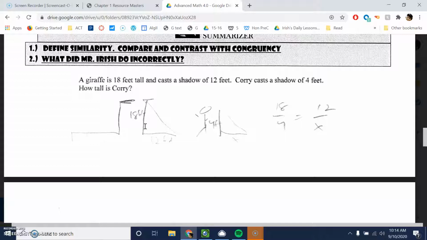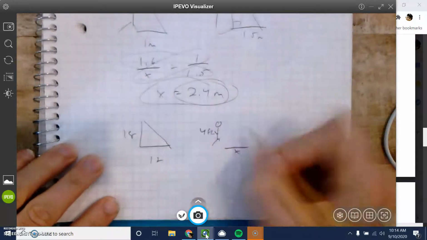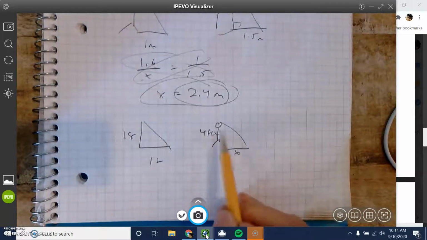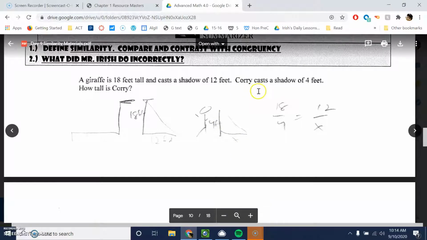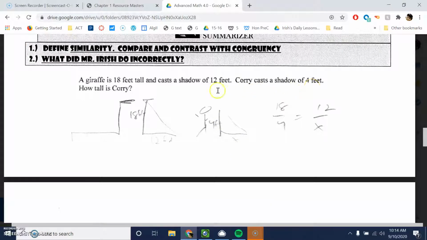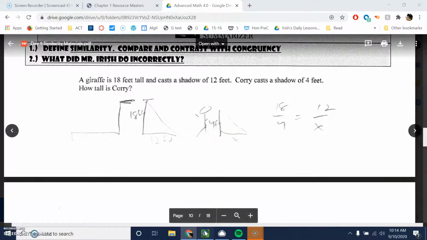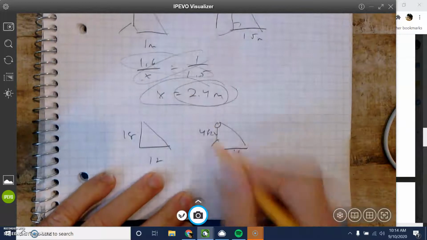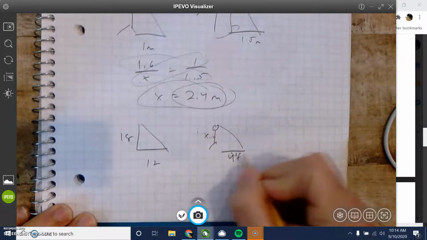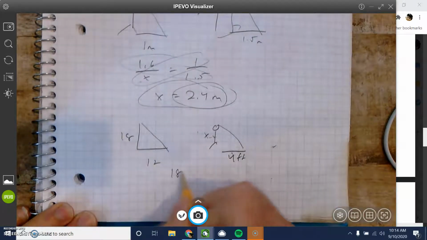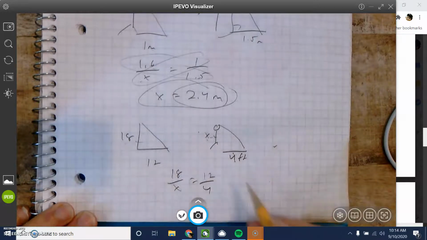All right, let's see. Hopefully you explained it correctly. Let me see if we got it. So I put 4 feet here and x. Is that correct? No, Corey casts a shadow of 4 feet. How tall is Corey? So the 4 and the x should be reversed. I mislabeled my picture. This should be x. This should be 4 feet. So now let's have our proportion. 18 over x equals 12 over 4.